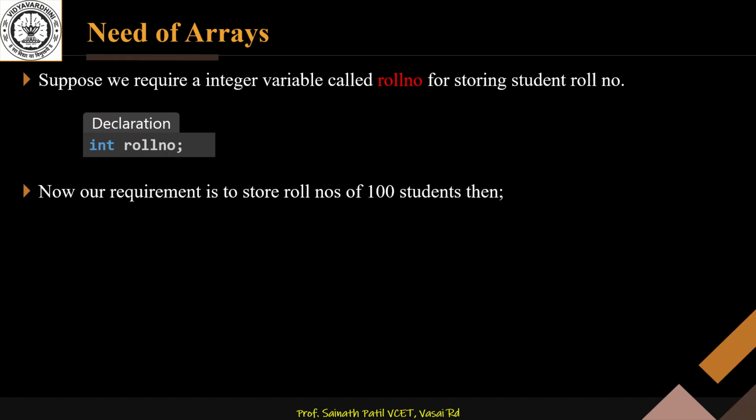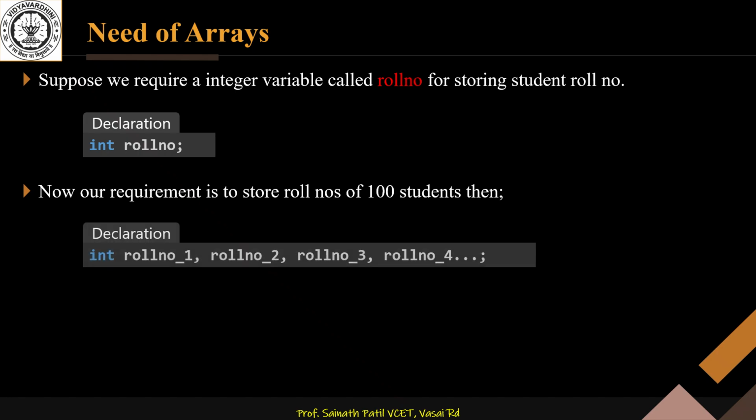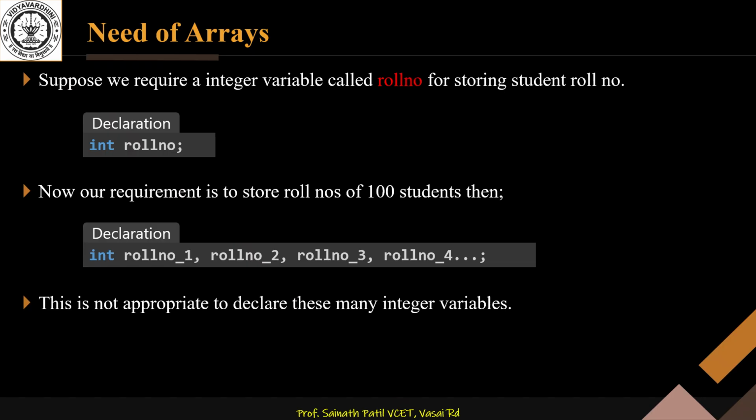Now the requirement increases. Now I want to store roll numbers of 100 students. Then the declaration could be like this: int roll number 1, roll number 2, roll number 3, separated by commas, and so forth, so on. But this is not the correct method to declare many integer variables.